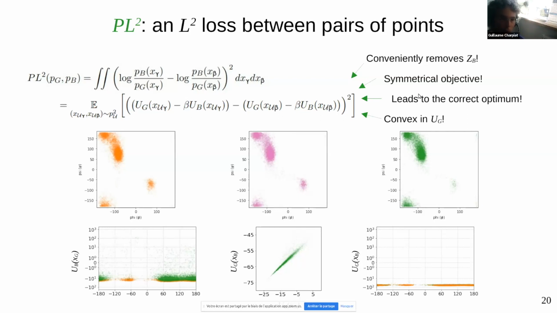It's symmetrical. It leads to the correct optimum if you try to optimize it. And actually, it's convex in UG. So it's not convex in the parameters of your neural network, but at least it's convex in the quantity you try to optimize. Actually, not the output, but the quantity you compute from your network. So at least it should push UG in the right direction. So UG is just minus log of the probability of generating that point.